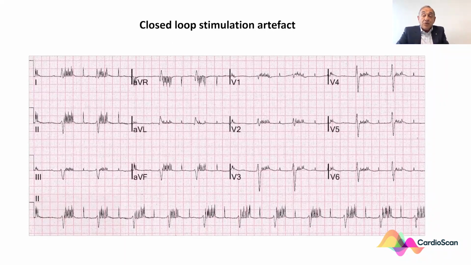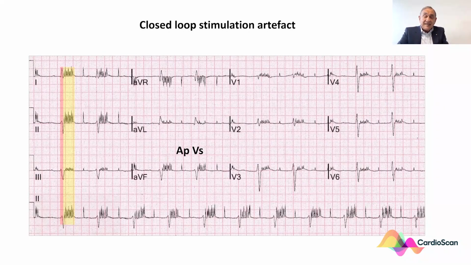Here is a typical closed loop stimulation artifact ECG. Very different from minute ventilation in that it only occurs during the QRS and T wave, again 50 milliseconds into the QRS, and stops before the ECG returns to baseline. And there we have 50 milliseconds red highlight, and then 250 milliseconds yellow highlight. In this example, there is atrial pacing and ventricular sensing.